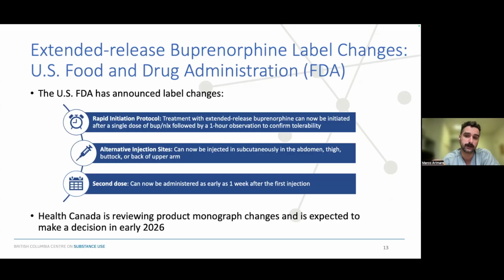Health Canada is reviewing the product monograph and is expected to make a decision in early 2026. So in BC, some providers may be offering alternative injection sites now. However, the second dose cannot be administered in community settings earlier, as BC PharmaCare only covers a new dispense at least every 25 days.